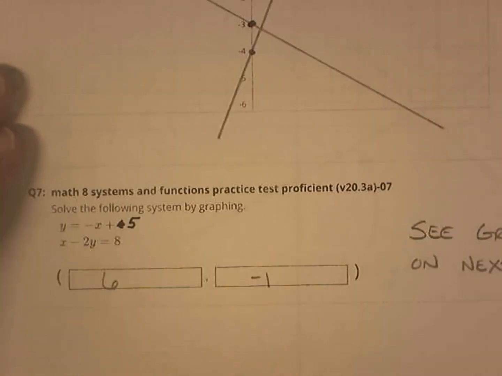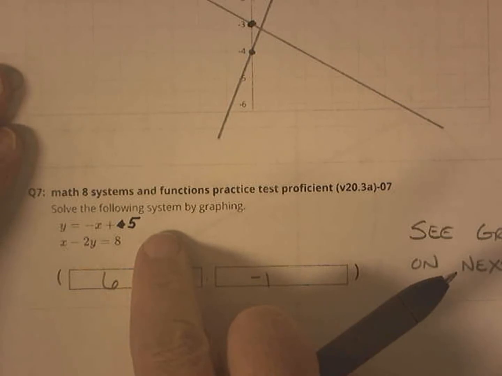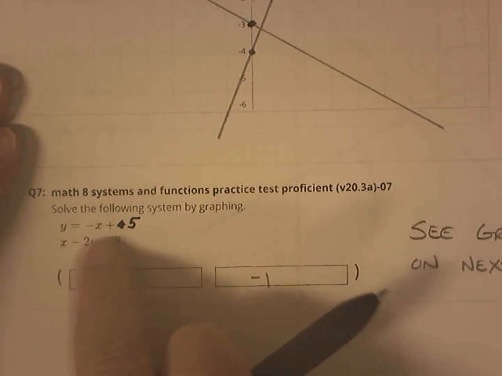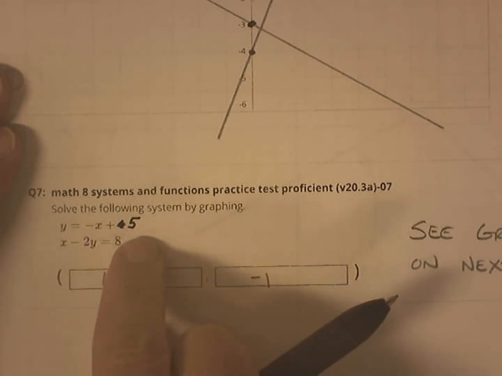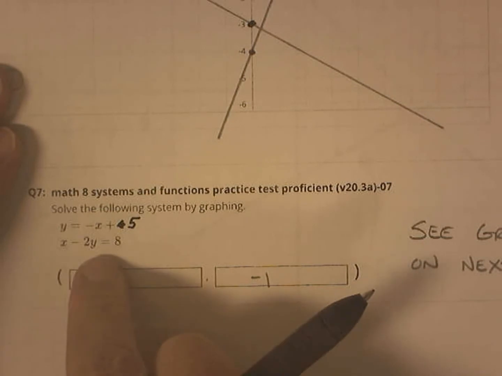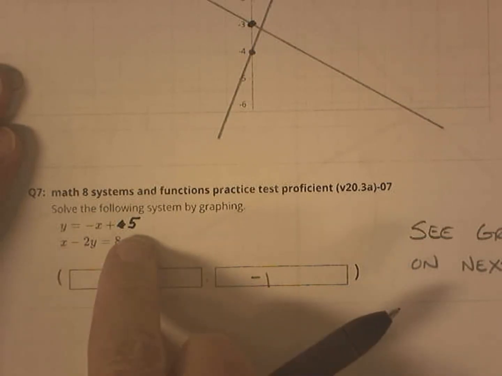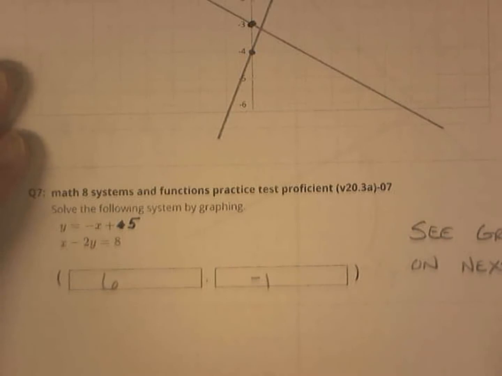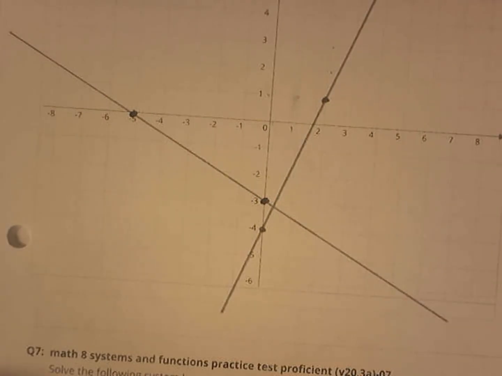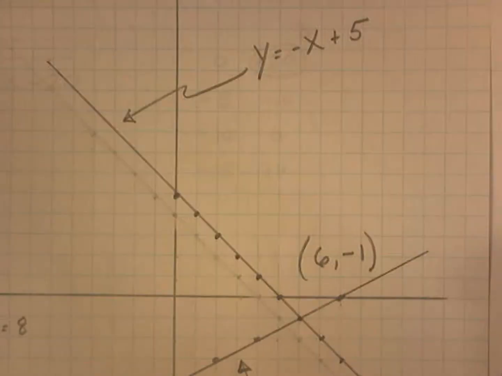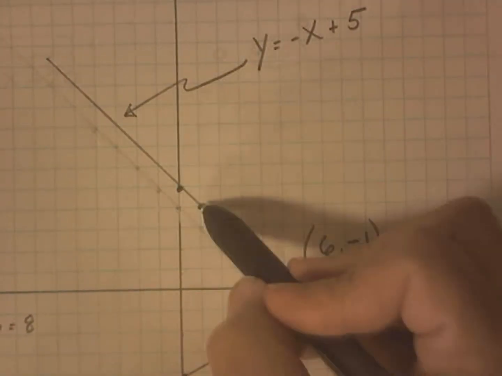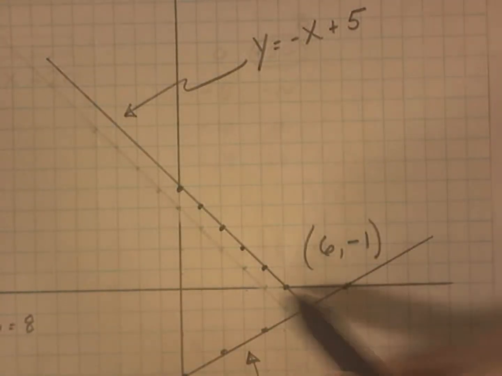Now, we actually need to solve this system by graphing. So it's y equals negative x plus 5, and x minus 2y equals 8. So the first one is going to start at 5 and go down 1 over 1. So let me go to my graph. Start at 5 and go down 1 over 1, down 1 over 1, down 1 over 1.